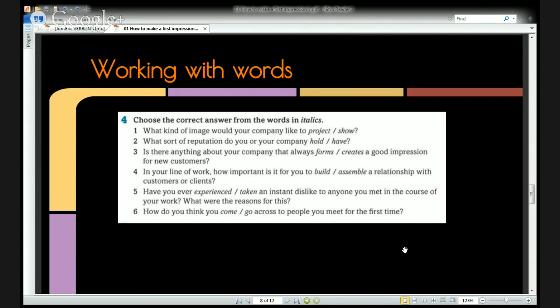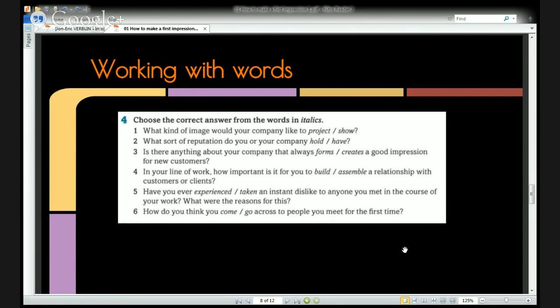Giuseppe, what about number 3? Is there anything about your company that always creates a good impression for new customers? Good. Always creates is a better choice than forms. Creates a good impression for new customers. It's hard to give a reason why it's one or the other, so you really have to go by what sounds right, but you're correct. It's to create a good impression. That's it. And we're on to Yuki for 5. No, for 4. Sorry, 4.